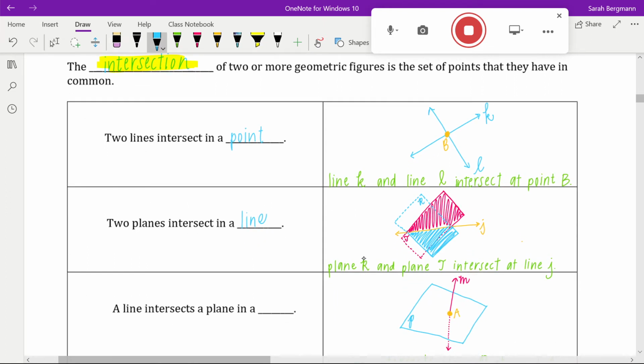So for example, plane R, the blue plane, and plane T, the pink plane, intersect at line J, the yellow line.